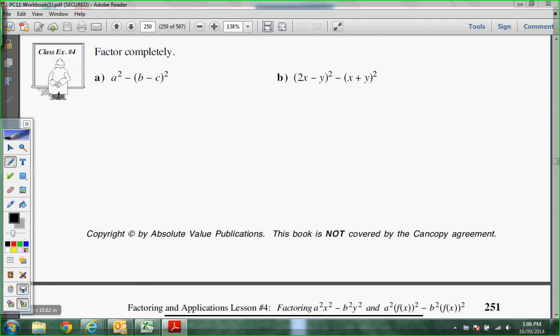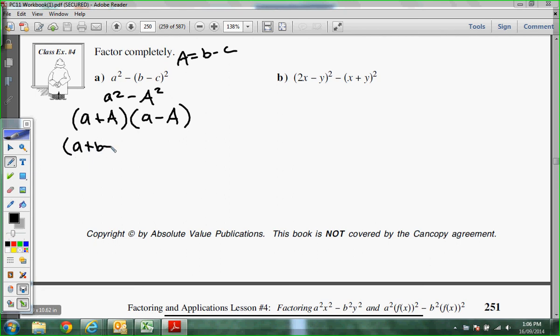What did we do last class? When you had this, yeah, let's substitute. Let's make that an A. So I'm going to say big A equals B minus C. So A squared minus big A squared, that's a difference of squares: (A plus big A)(A minus big A). Now I put the big A back in: (A plus B minus C)(A minus B plus C). So the minus makes them change to the opposite. Say that one more time. Because I put this right here, the positive B is now a negative B because of the minus. The negative C is now a positive C because of negative negative.